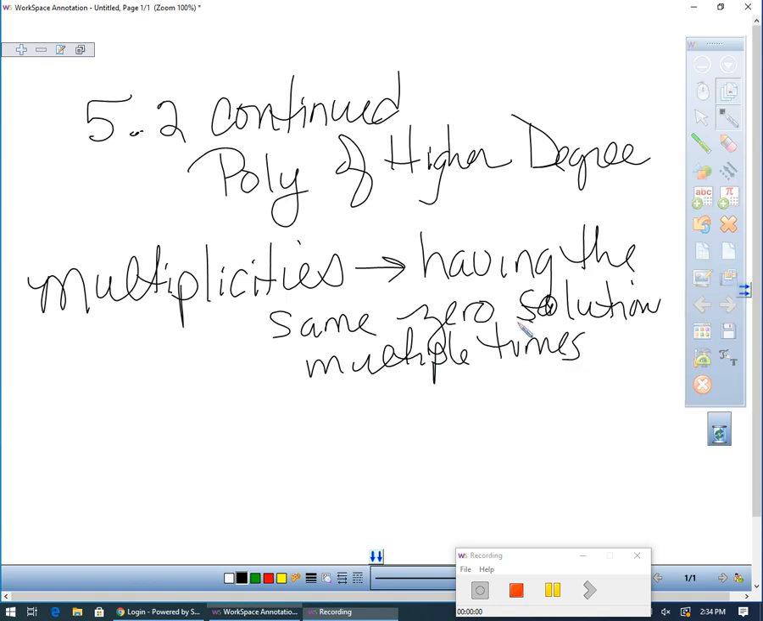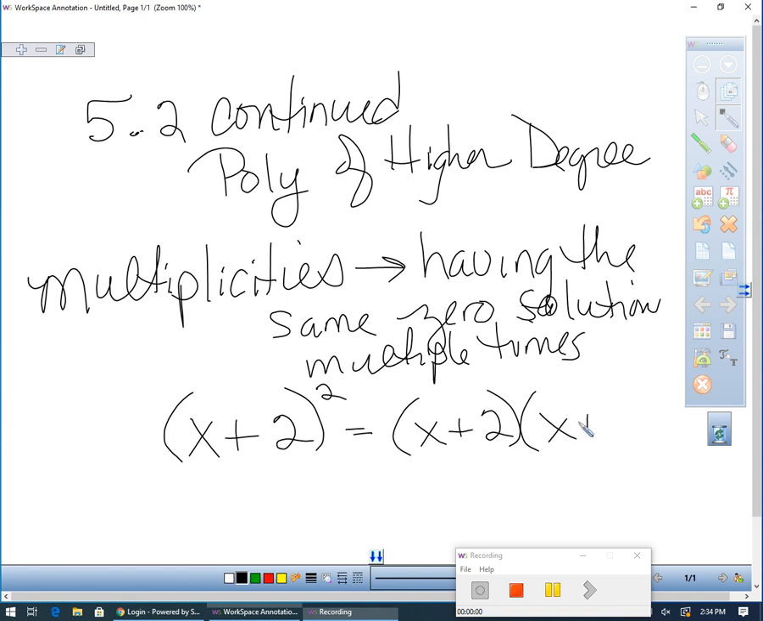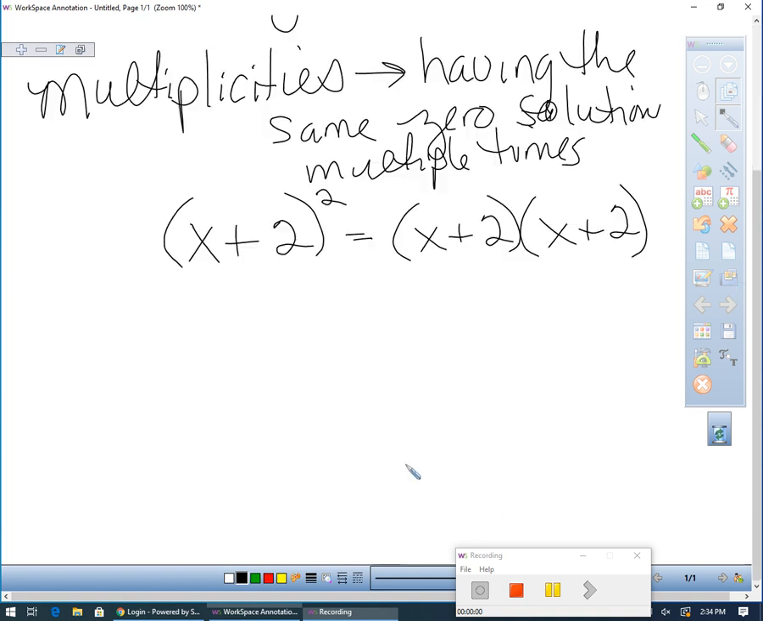All right. So, for example, when we were doing completing the square, we made perfect squares. So we had this whole x plus 2 squared, which really means x plus 2 times x plus 2, correct? So in this case, if I set that equal to 0, I get x equals negative 2. But how many of them do I have? There's 2 of them. So when this happens, we're going to say this is a multiplicity, or mult2.